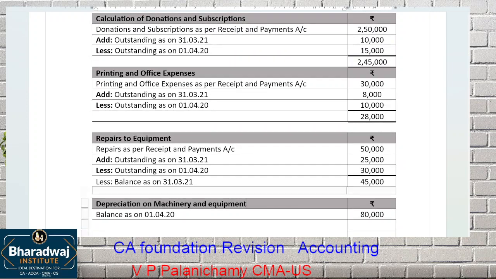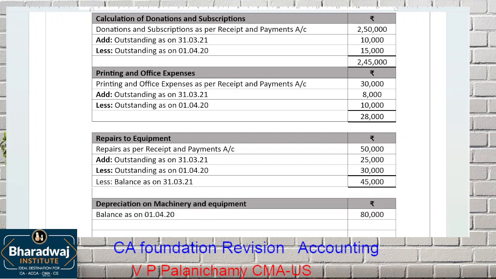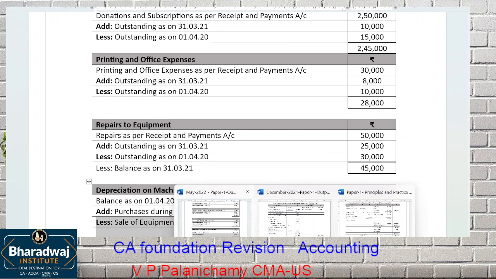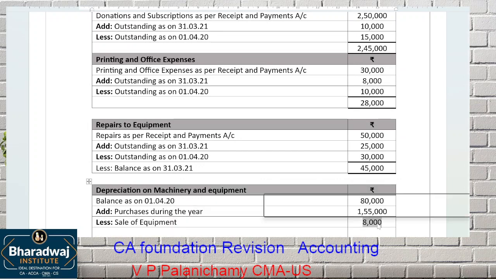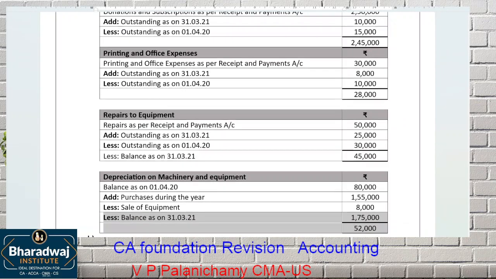Look at the equipment at the beginning of the year. What is the value of equipment at the beginning of the year? 80,000. What is the equipment purchased during the year? 1,55,000. Anything sold during the year? What is the book value of the equipment sold? 8,000. We sold equipment of book value 8,000. Closing balance, I hope, is given in the question. The difference will give us depreciation.